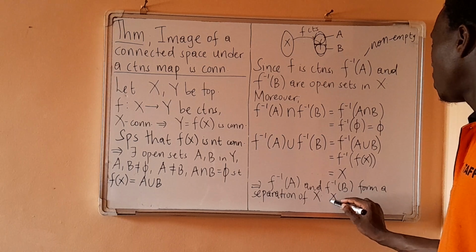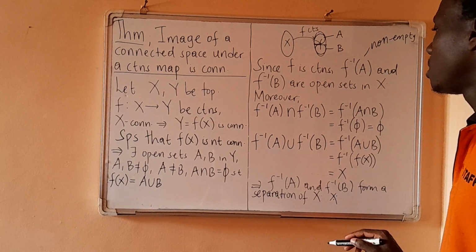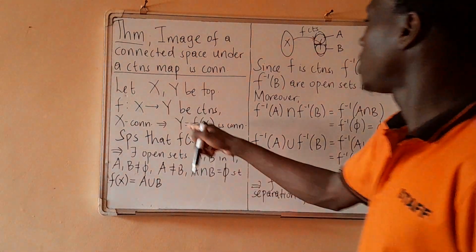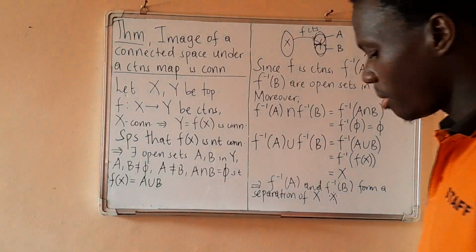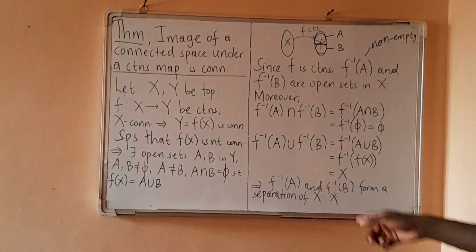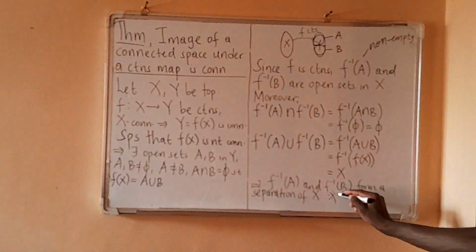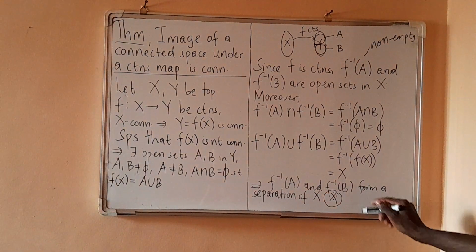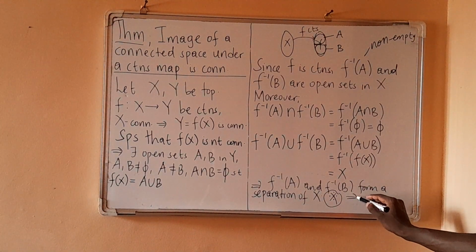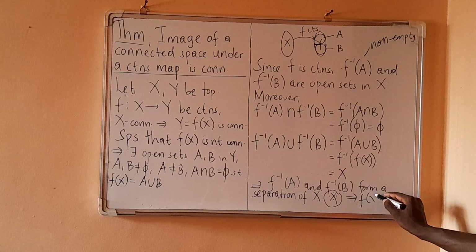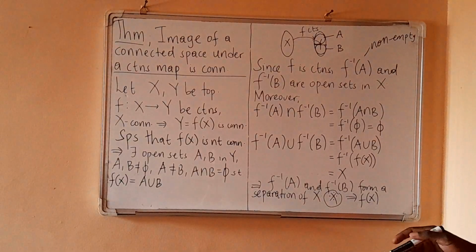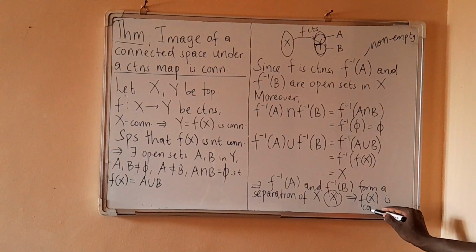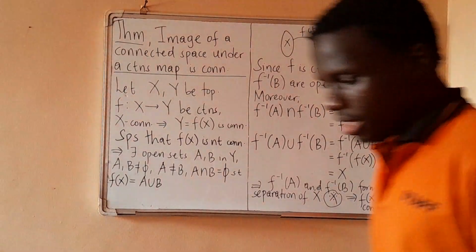And this is a contradiction of the fact that X is connected, because we supposed that F is a continuous map and X is connected. This symbol stands for contradiction. So our original assumption was wrong. Now this implies that F of X is connected.